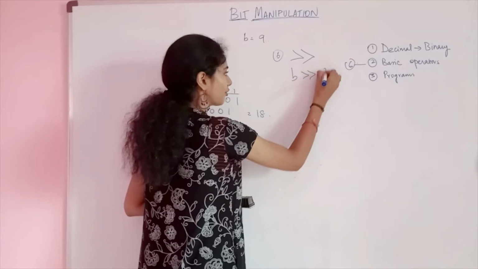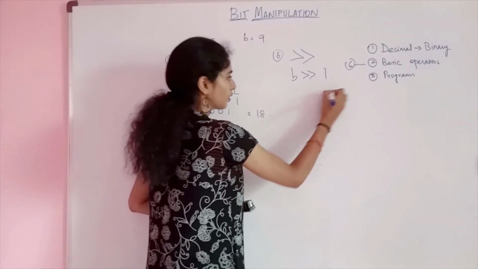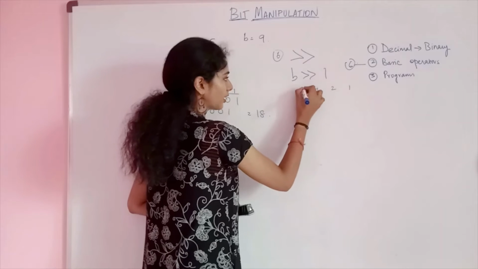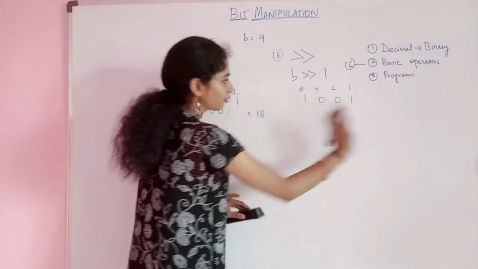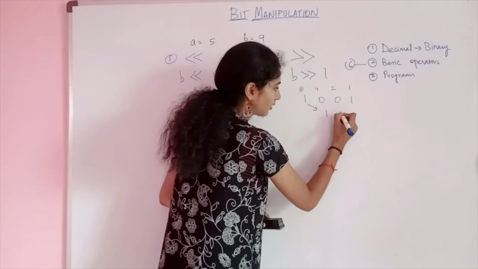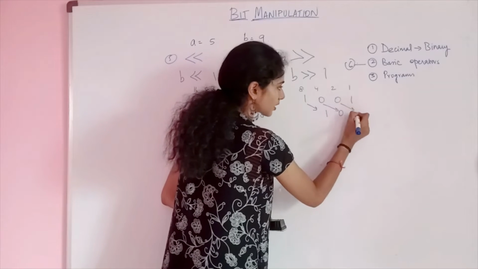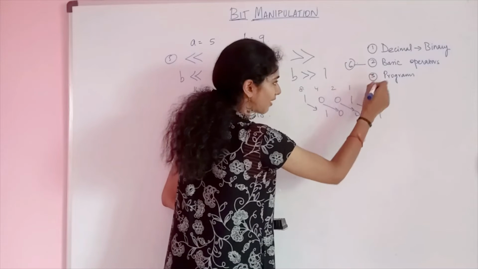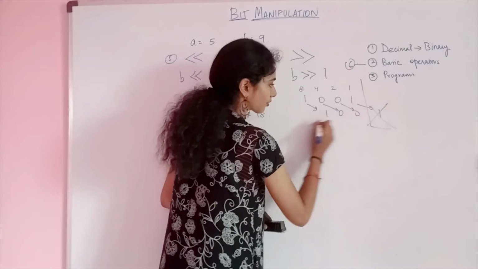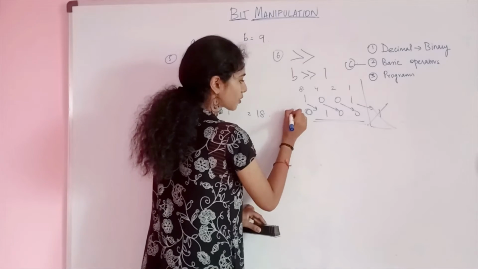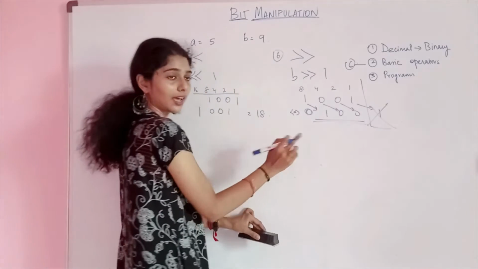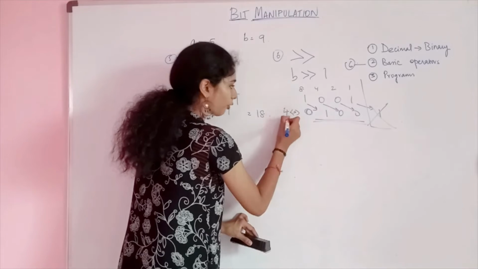Alright. So suppose that it's going to be right shift, okay? B right shift by 1. So again 1, 2, 4, 8. 1, 0, 0, 1. Shift towards your right by 1 bit. You have nothing here, okay? This gets cancelled out. So it is just 1, 0, 0. Here you are going to add a 0. Okay, so what is the decimal representation of it? It's going to get a value of 4.